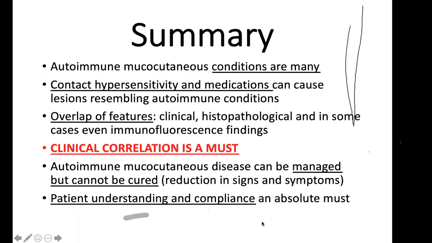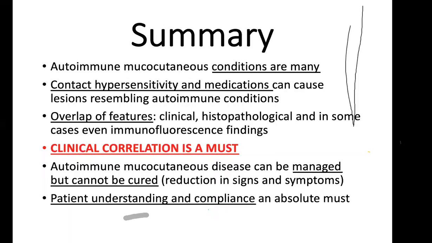So coming to the last slide in my presentation, kind of putting everything into perspective over here: autoimmune mucocutaneous conditions are many, and they look like each other. Contact hypersensitivity and medications can also cause lesions resembling many of these overlapping mucocutaneous autoimmune conditions. There's overlap in clinical and histopathological findings. Sometimes immunofluorescence permits us to differentiate one from the other.